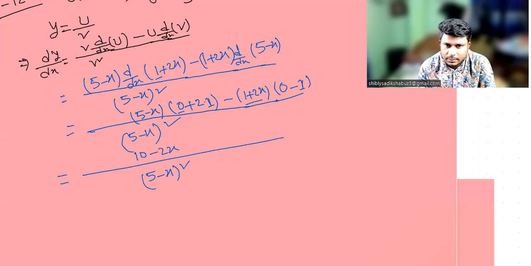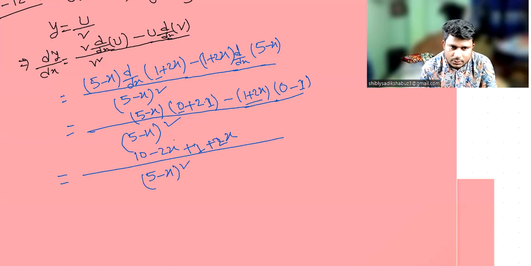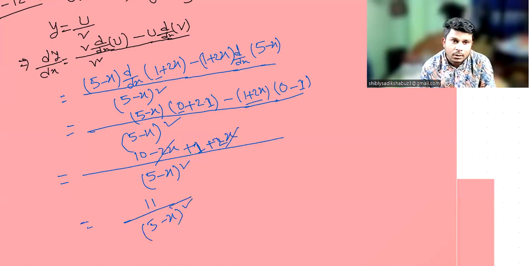So if we multiply minus 1 with this part, it will be minus plus 1 plus 1 and plus 2x. Okay. So this is minus 2x and this is plus 2x. We can cancel. So this is 10 plus 1. Okay, so we can write 11 over (5 minus x) whole square. So this is the result of this math.